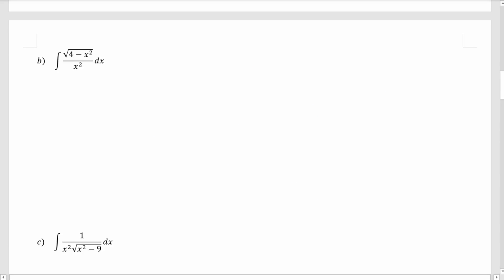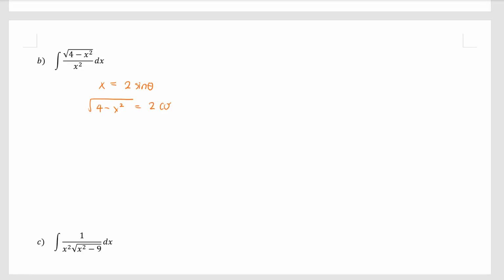Okay, so here you have constant minus x squared. So what is the setup? Is a 4? No, a is 2. So we have x equals 2 sine theta. So far, so good, everybody? And then the square root term is cosine theta, and what is dx? Well, dx is 2 cosine theta d theta.